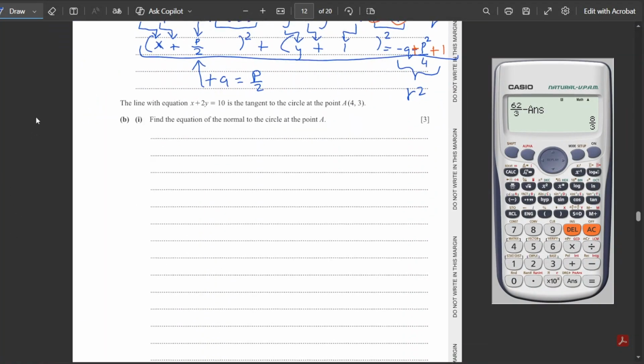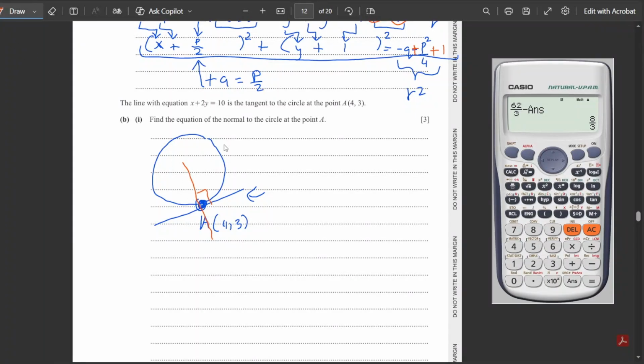Okay, the next part says the line with equation x plus 2y equals 10 is tangent to the circle at point A with coordinates 4, 3. So let's say this right here is the circle, and let's say it has some random point, this one. Now this point A has coordinates 4, 3, and we know the equation for this tangent line. What we need to do is find a line that is normal to this. So a line that is normal to this.